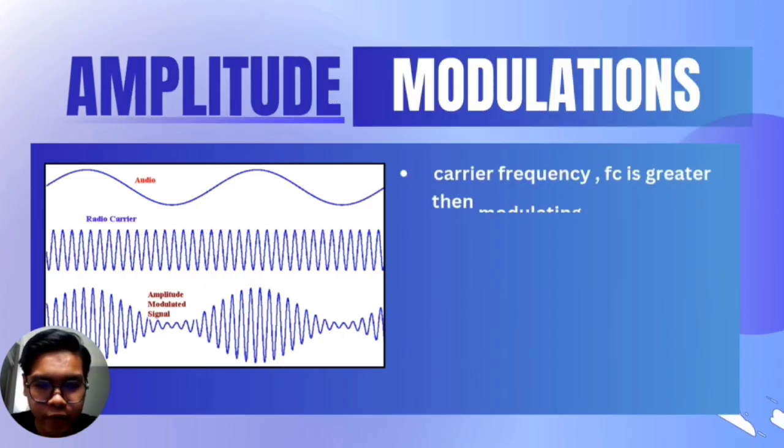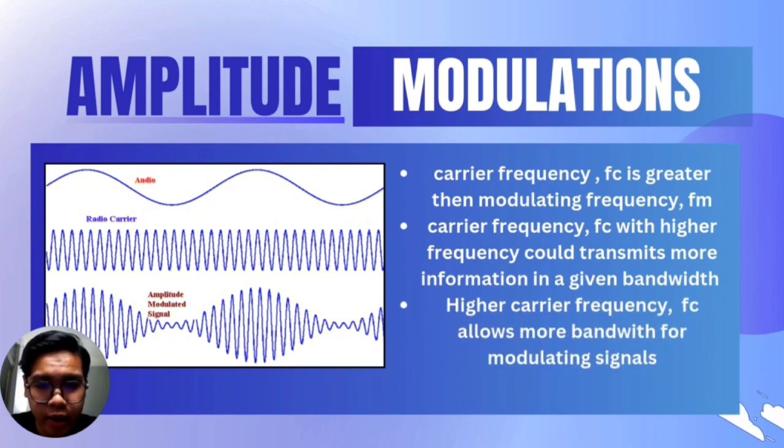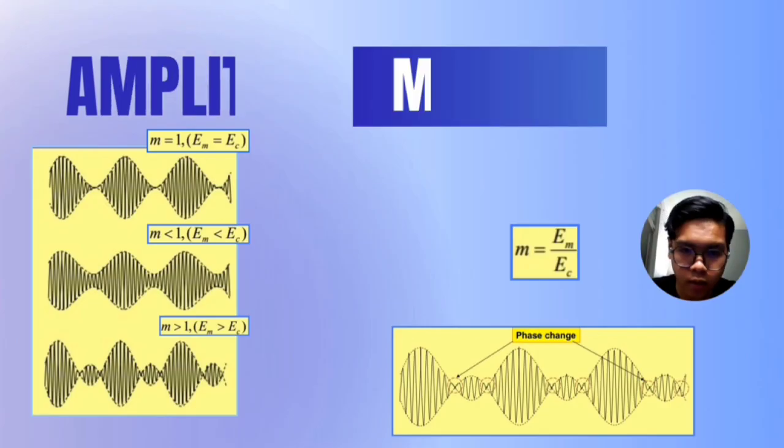We know that carrier frequency is greater than modulating frequency. So a signal with a higher carrier frequency will transmit more information in a given bandwidth. For instance, a higher carrier frequency allows more bandwidth for the modulating signal. Plus, more information can be transmitted simultaneously. For example, higher data rates for audio or visual signals.